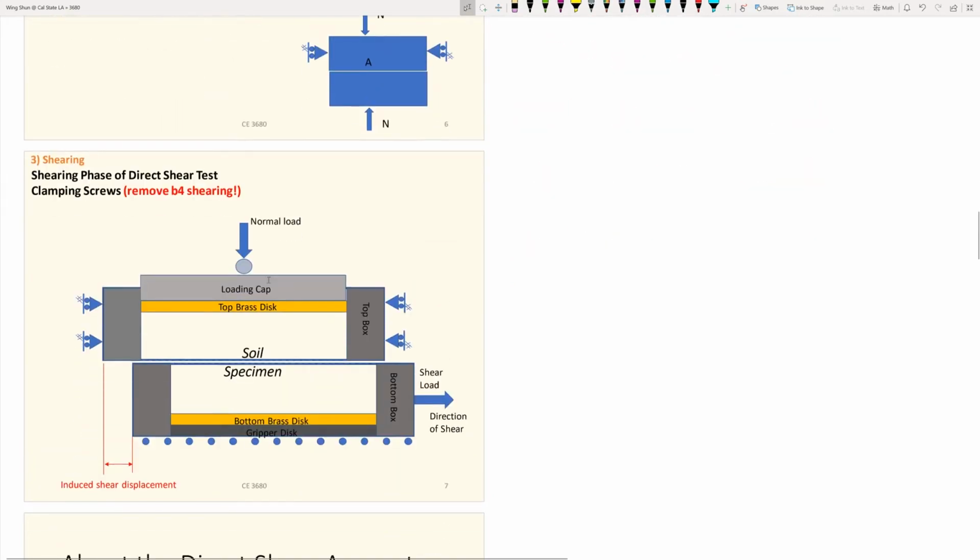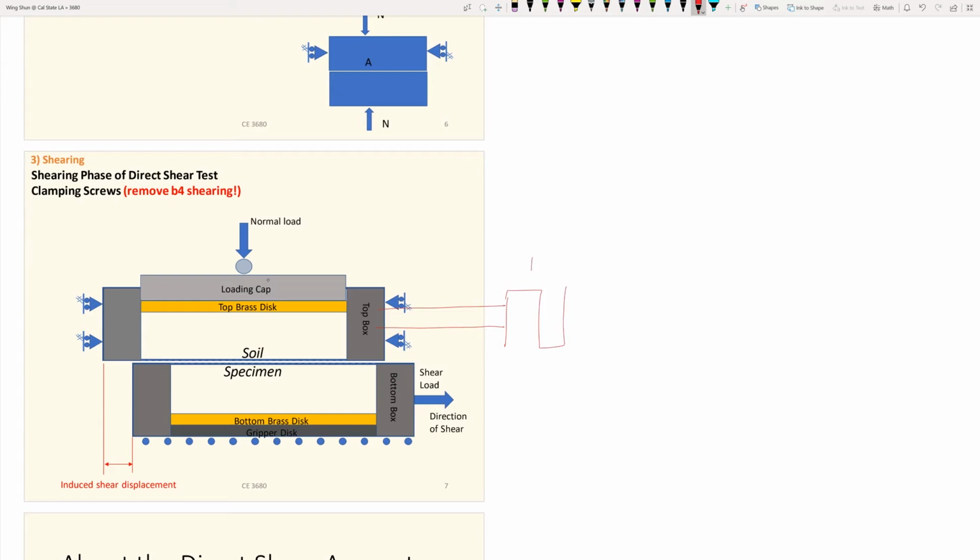Then after that will be the third phase of this test, which is the shearing phase. Very important before we shear, before we start cranking our motor, we need to make sure we remove all the screws and pins that keep the top and bottom box perfectly aligned, because now you want to mobilize the bottom box while the top box is restricted in the horizontal direction. So that's the whole idea. This one will be stable, but this one you will move freely in the bottom part, and the top part is connected to the load cell.